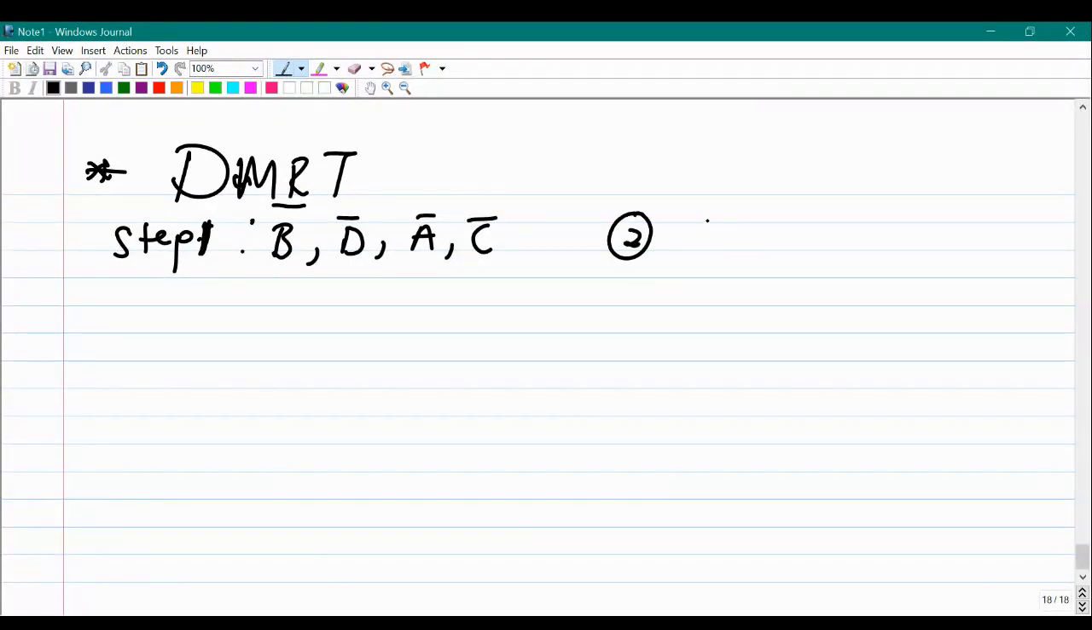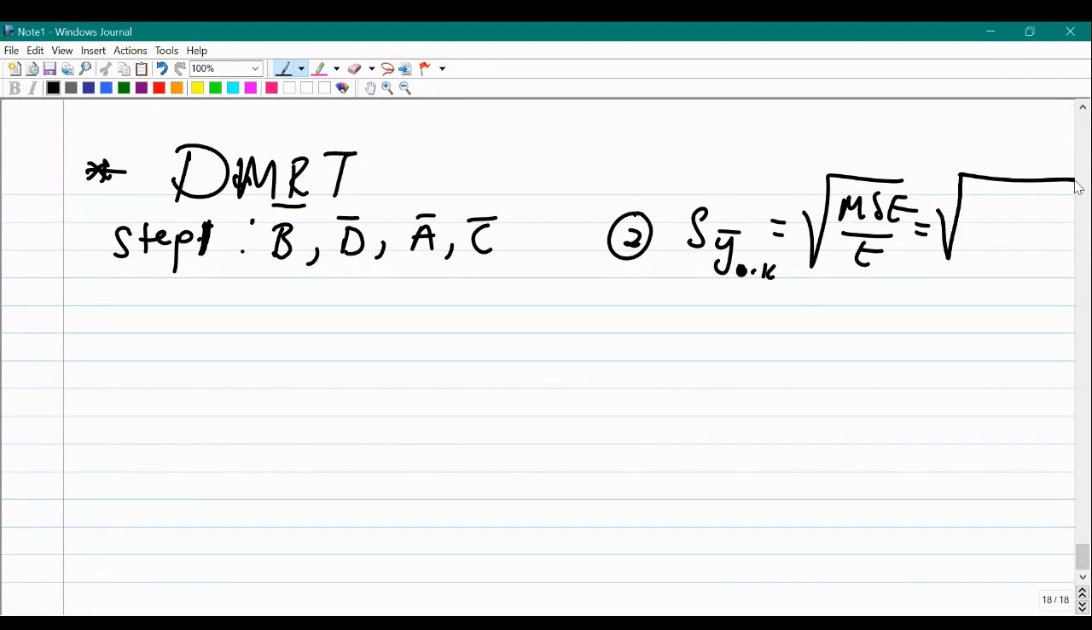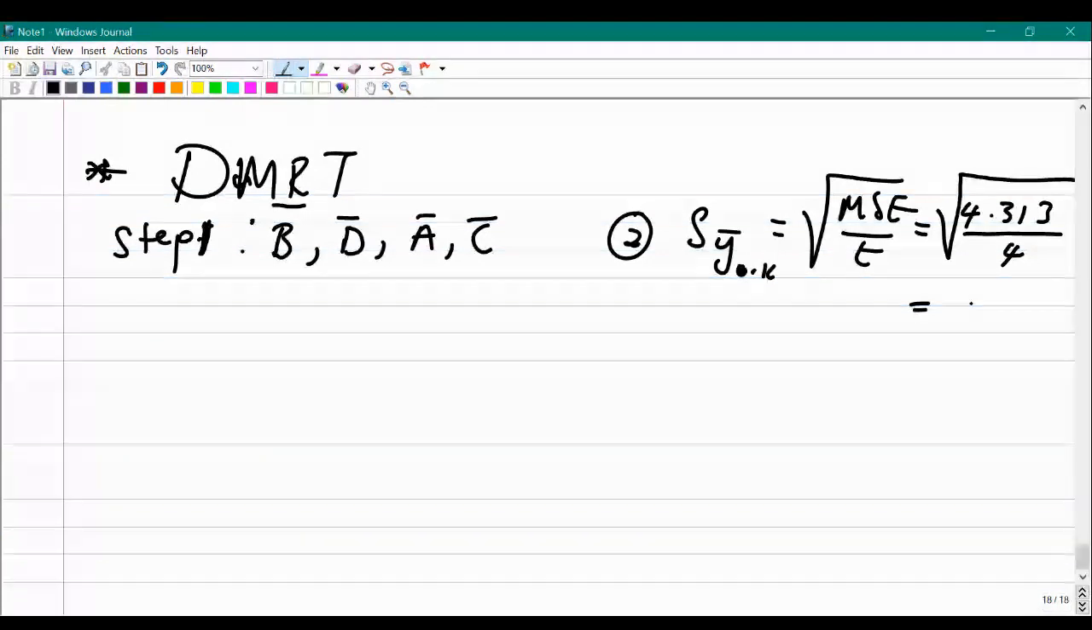Step 2. Let's find the standard error of the mean, which is given by the square root of MSE over t. What would be the answer? The square root of, I'm told, 4.313. Do the calculations, guys. 1.46. Yeah, 1.469. Okay.